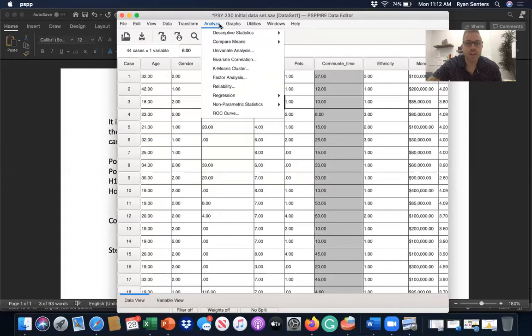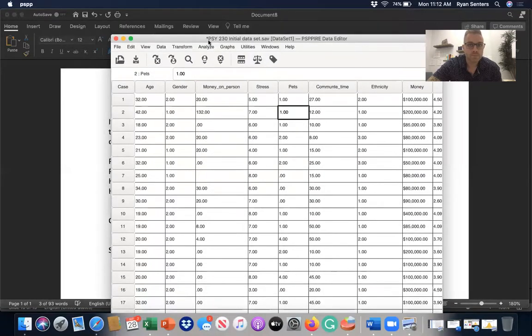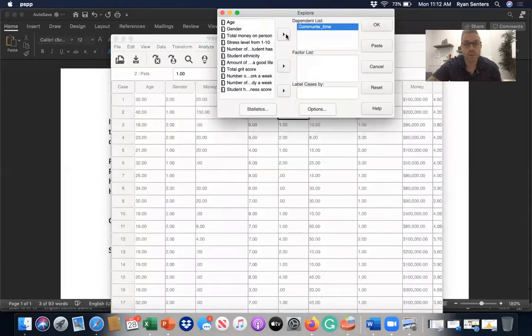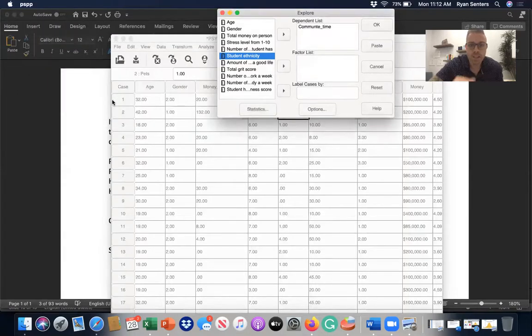And how you view this is very simple. You're just going to go to Analyze, Descriptives, and then Explore. Then you're going to find your variable, so we're going to say total commute time. That's what we're looking for up on the dependent list. I'm going to click Statistics and make sure my descriptives are selected. Click Continue, and then all I have to do is click OK.